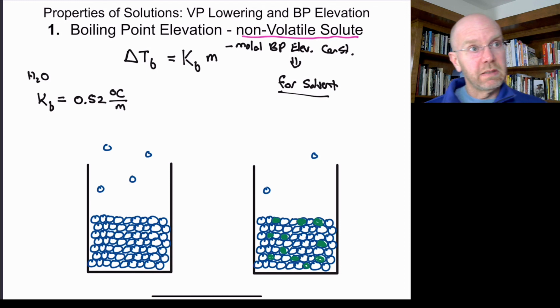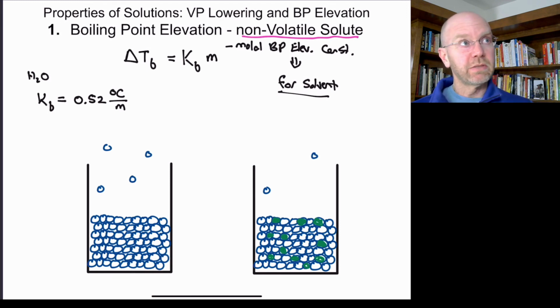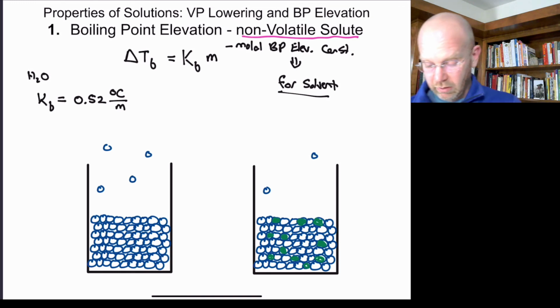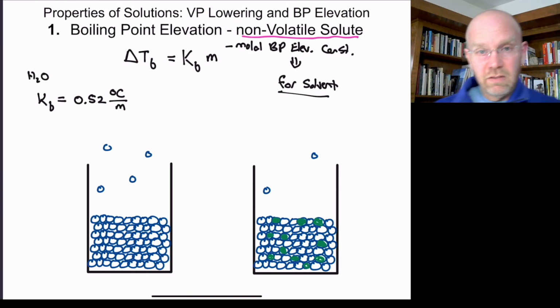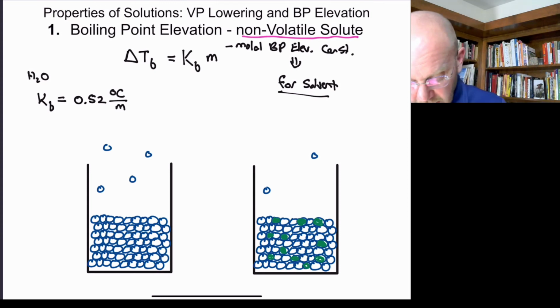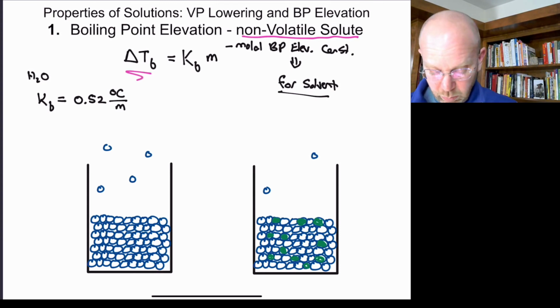What that means is, in order to get the vapor pressure above the solution to be equal to the atmospheric pressure, or the pressure in the environment, we're going to have to heat that solution hotter. That's the definition of a boiling point: the temperature at which the vapor pressure above the solution is equal to the pressure in the environment. Because there's a lower pressure above a solution with a solute, we have to heat it hotter. That difference in temperature is called the boiling point elevation, delta T boiling.